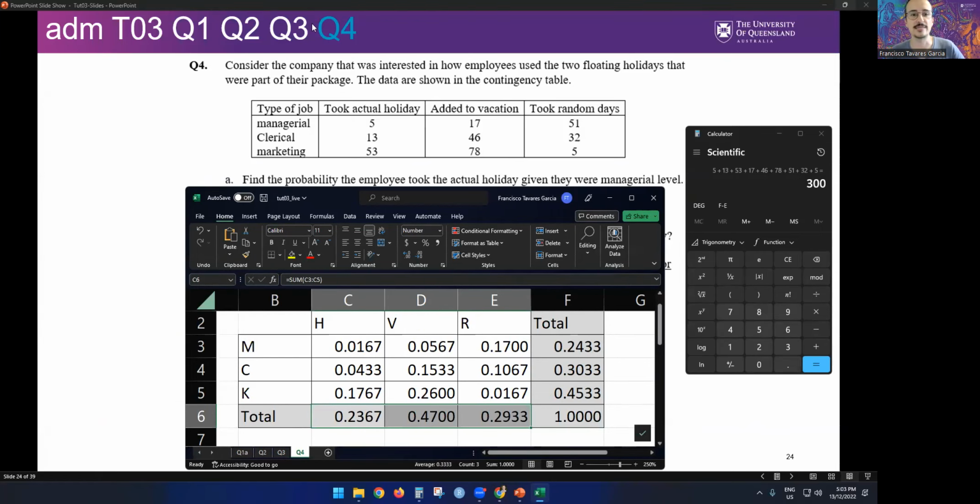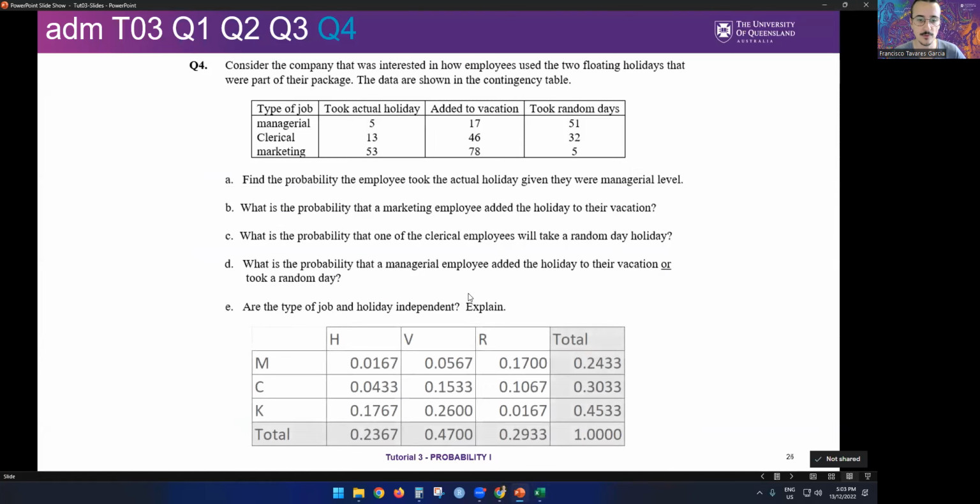Yeah. So, all right, let's go. I think I've saved the table. It's in here. And let's look at the first item. Find the probability the employee took the actual holiday given they were managerial level, that they had a managerial position. All right? What is the question here? Given they were, let me put the annotate. This is important. Given they were managerial level. So who are we talking about? Anybody want to give it a go?